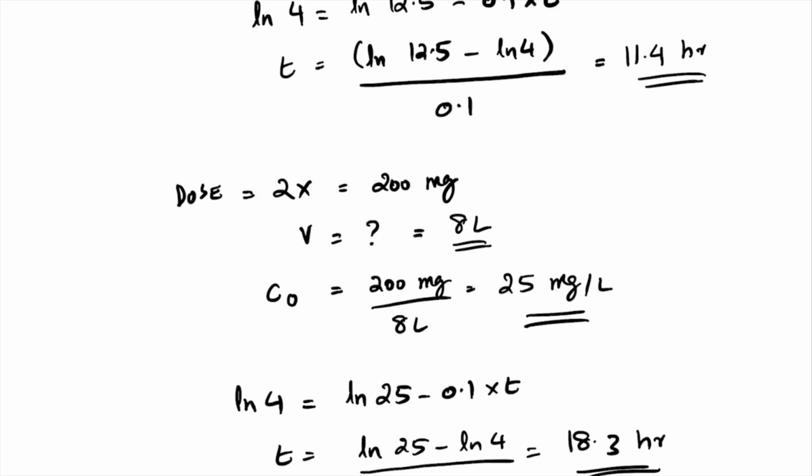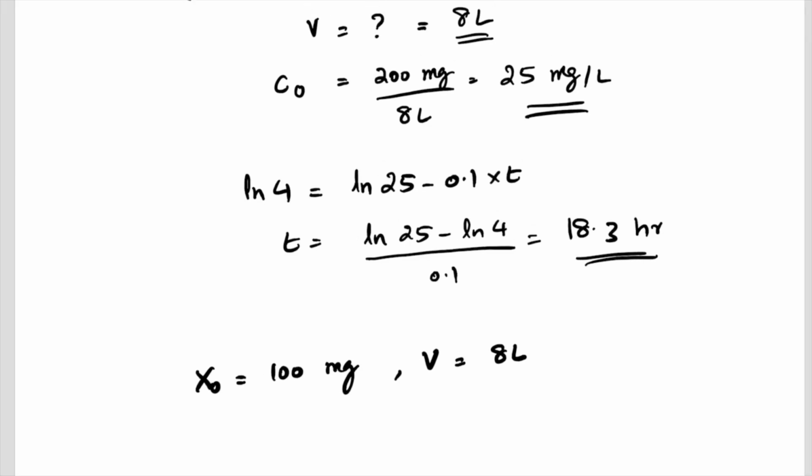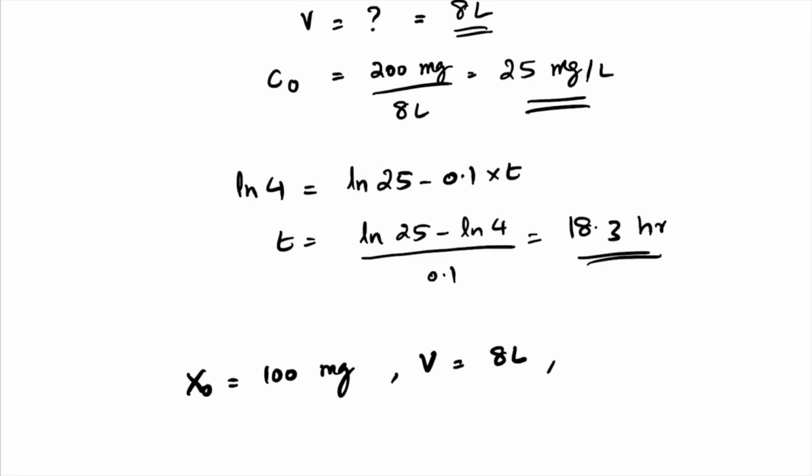Now let's see what will happen when the KEL is changing. So now, in the next part of the problem, the dose is 100 milligrams, volume of distribution is 8 liters. But the KEL decreased. KEL halved, actually.